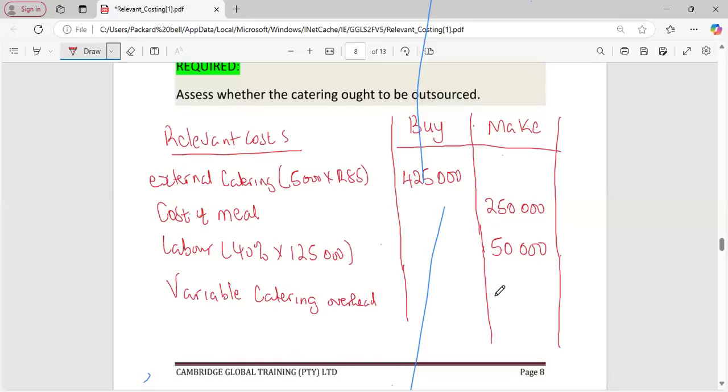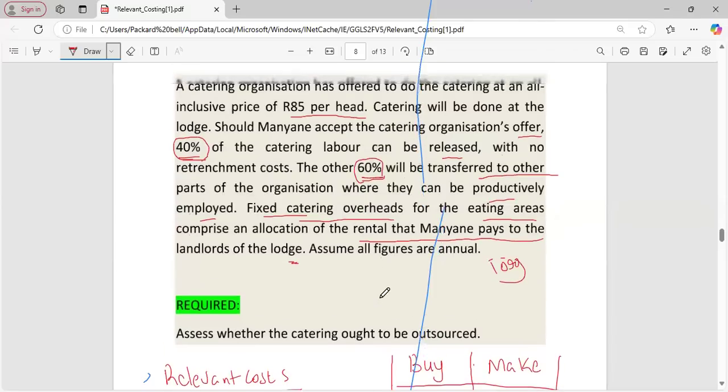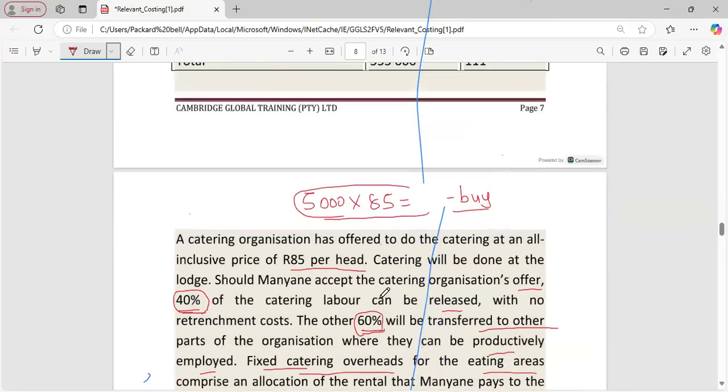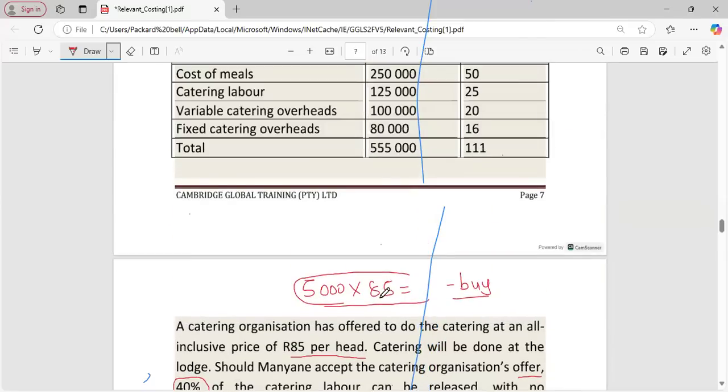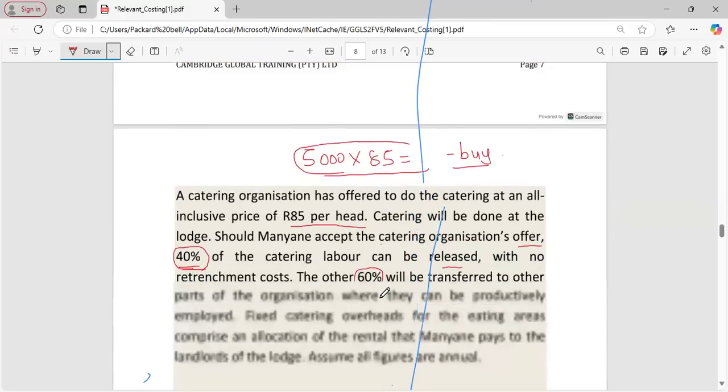So it's going to be 100,000. So that's the variable catering overhead. Then what else are we going to take? We are left with fixed catering overhead, 80,000.